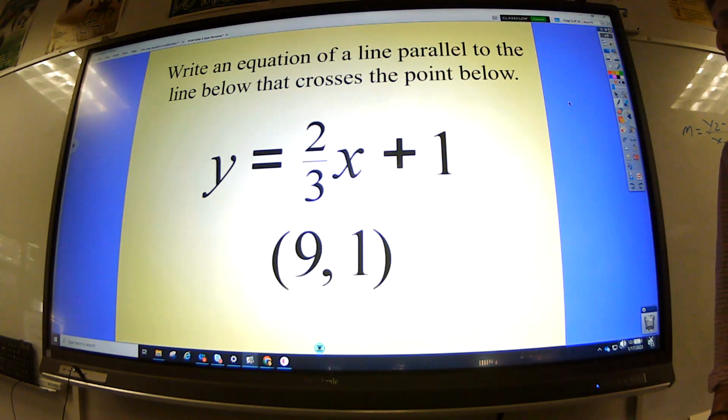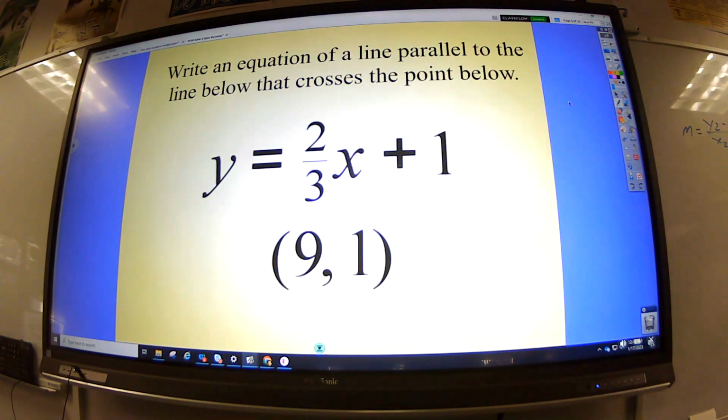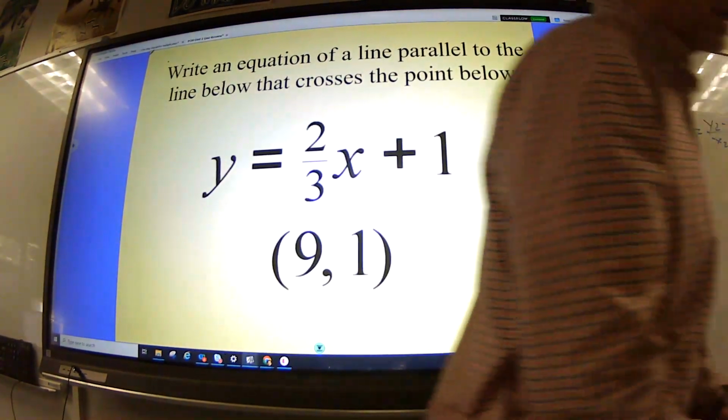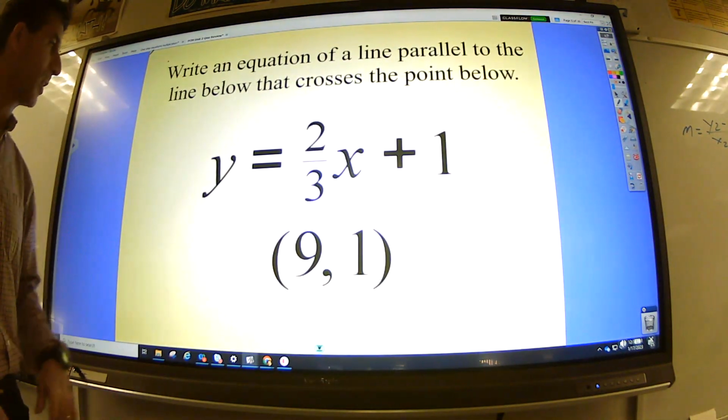Okay. Write an equation of a line parallel to the line below that crosses the point below. So it has to be parallel to that and cross that point. Go ahead and get started on your group. Okay, so it's parallel through this and goes through this point.